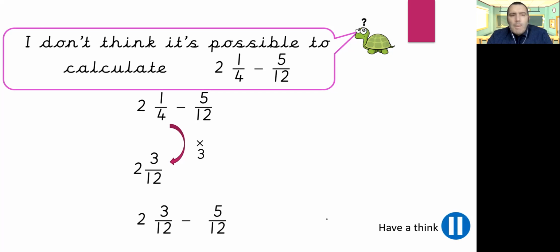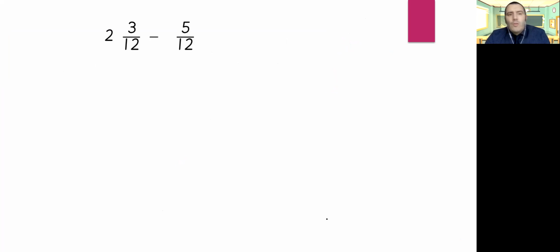Now, think about the question. Can it be done? Okay, if you said yes, you're right. But we need to do a little bit of manipulation of our numbers. So we'll do it with a bar model to begin with. So 2 and 3/12 take away 5/12.